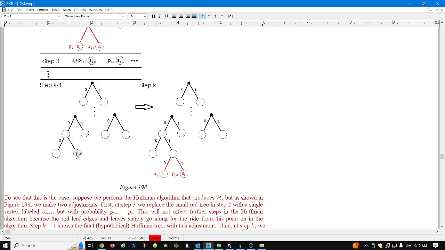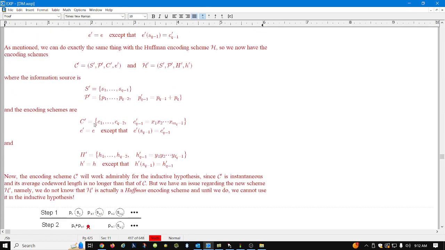So what I'm saying basically is that if we shorten the Huffman algorithm to start at step 3 and end at step k minus 1, we still have a Huffman algorithm, but it is for this source alphabet with these probabilities and with these code words and with this encoding function. So H prime, script H prime, is a Huffman encoding scheme.